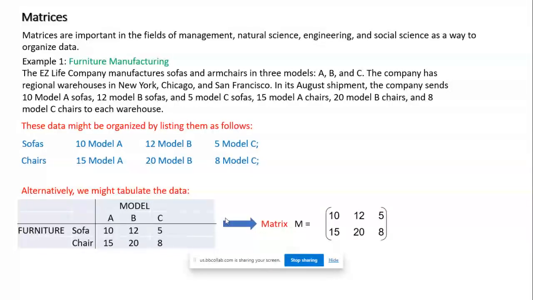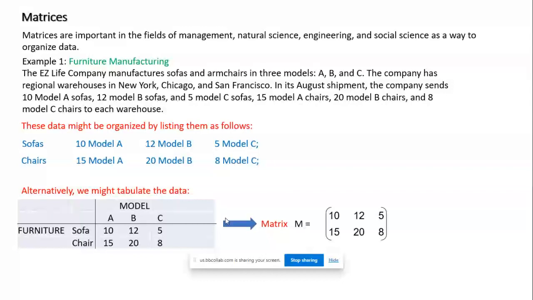And the last thing that I'm going to do is encapsulate these values by brackets. Believe it or not, what I just created here is a matrix based on this information. And the reason why we can use matrices is because they have an order that we know based on my table here: in the first row, we're talking about the sofas. In the second row, we're talking about the chairs.